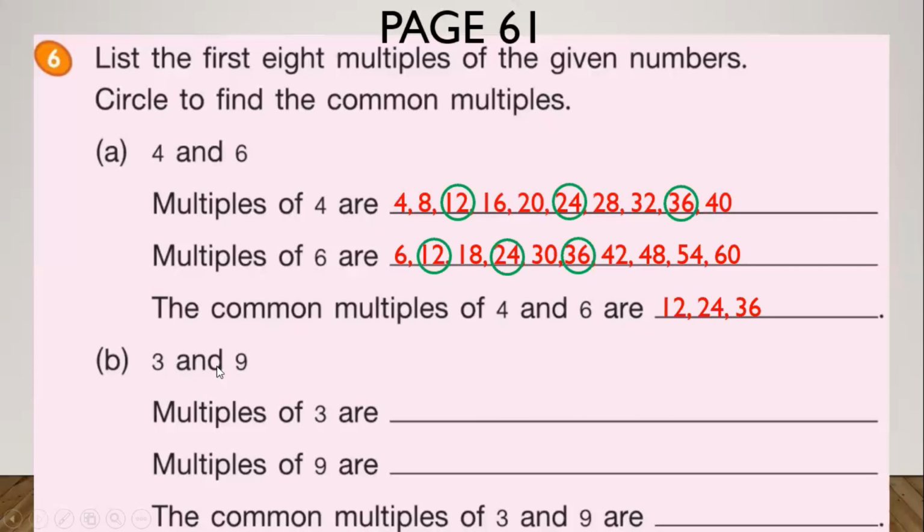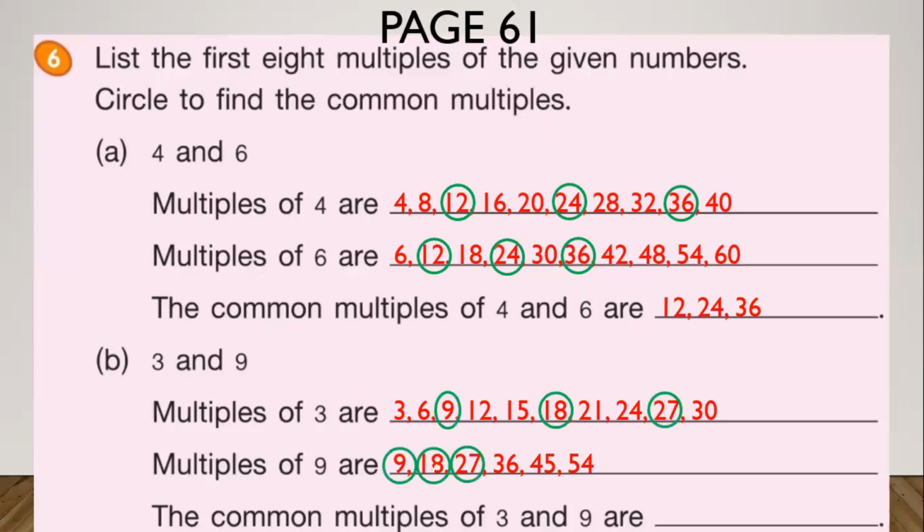Next, letter B, 3 and 9. The multiples of 3 are here, and the multiples of 9 are here. Next, the common multiples of 3 and 9. What are the common multiples? We have 9, 18, and 27. Okay, very good. So we will write the answer 9, 18, and 27.